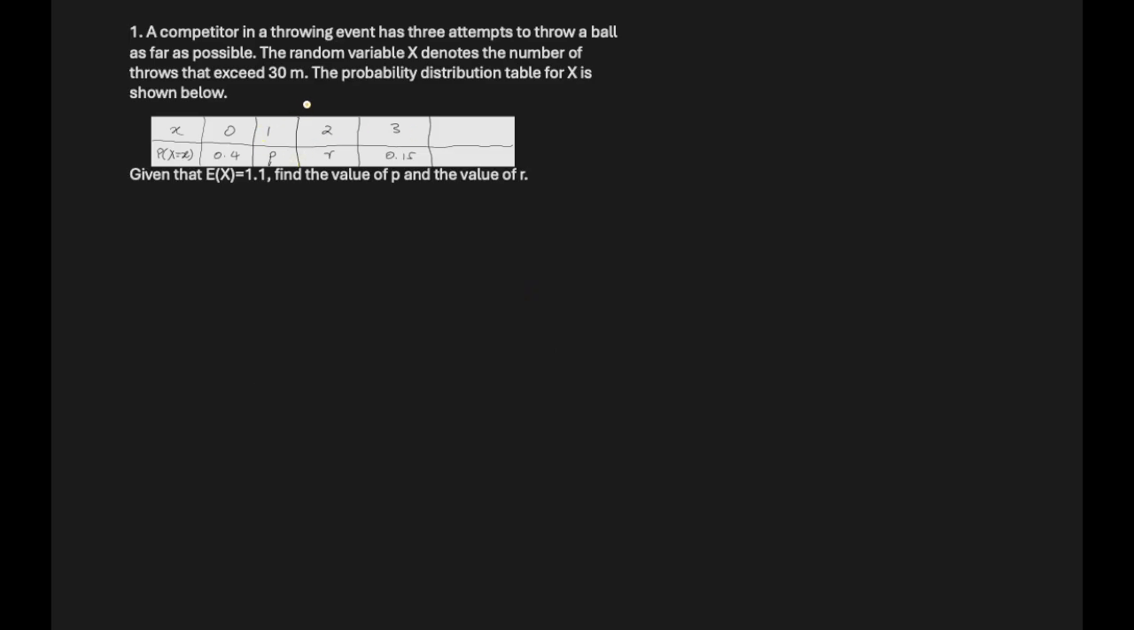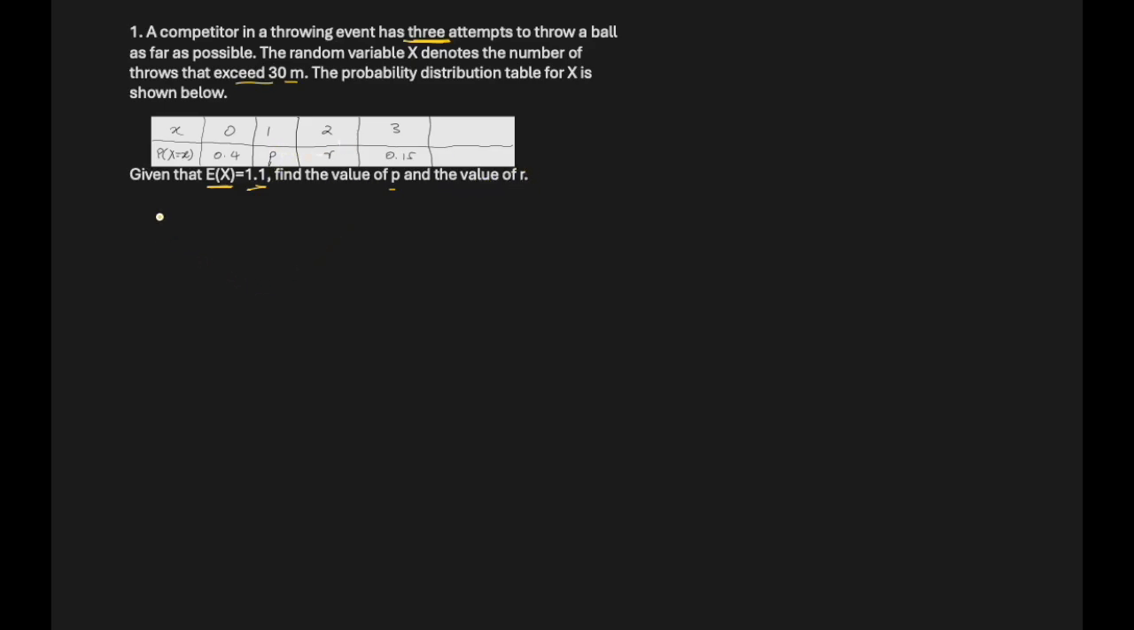Let's start with question number 1. A competitor in a throwing event has 3 attempts to throw a ball as far as possible. The random variable x denotes the number of throws that exceed 30 meters. The probability distribution table has been shown below. The expected value of x has been given as 1.1. Find the value of p, which is here unknown. It's a probability, and r.